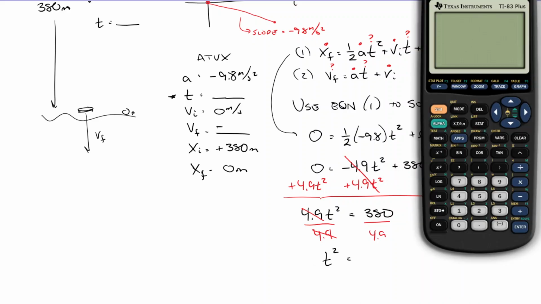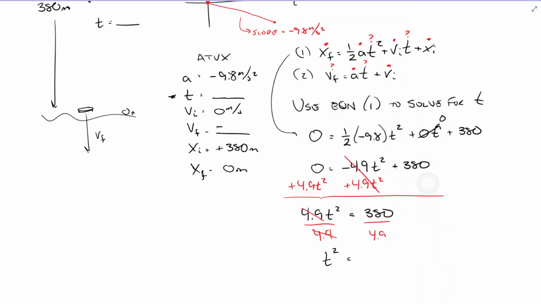is equal to, and I'll pull my calculator out, what's 380 divided by 4.9? And that is 77.55. Now be careful, that's what t squared is equal to. Well, how do we solve for t? Well, if we ever want to get rid of the square, we can take the square root of that. And if we do it to one side, you got to do it to the other. And so t is going to be equal to the square root of 77.55.